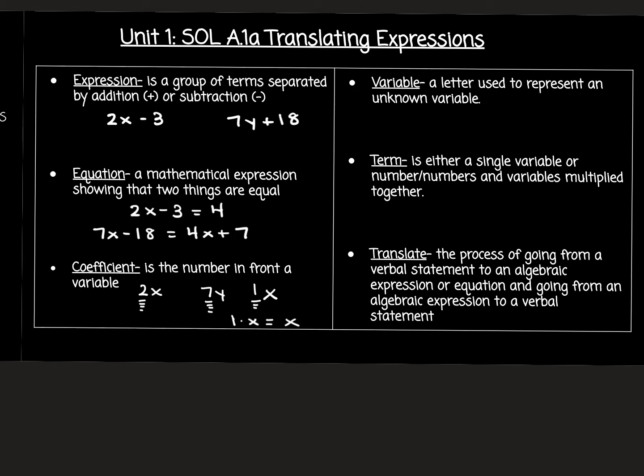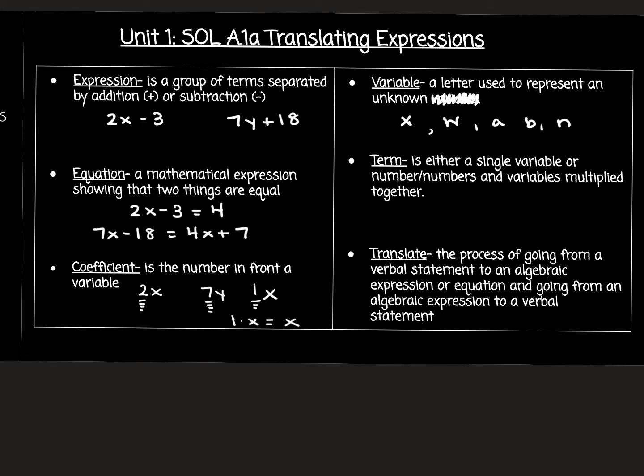A variable is a letter used to represent an unknown. So x can be used as a variable, or w, a, b, and all of those are representing the unknown, what we're trying to look for.